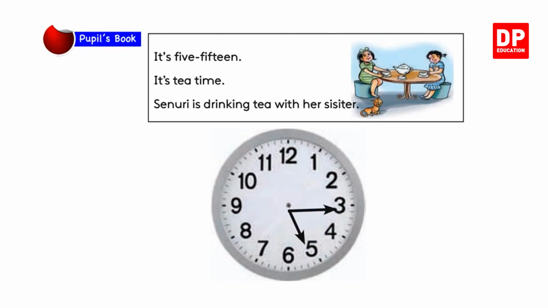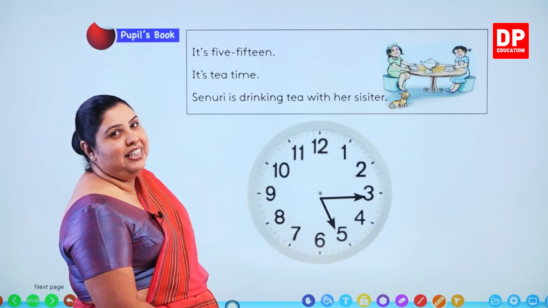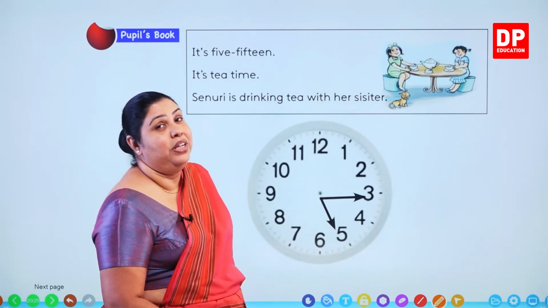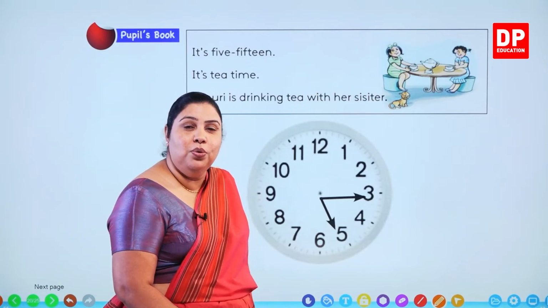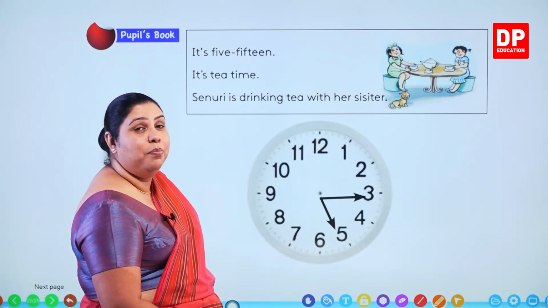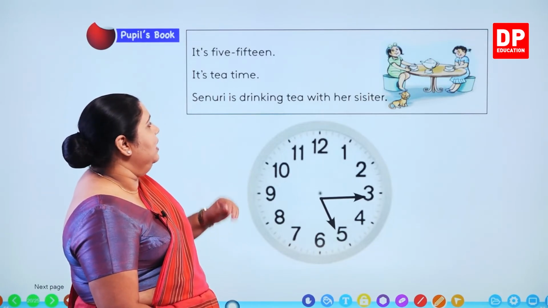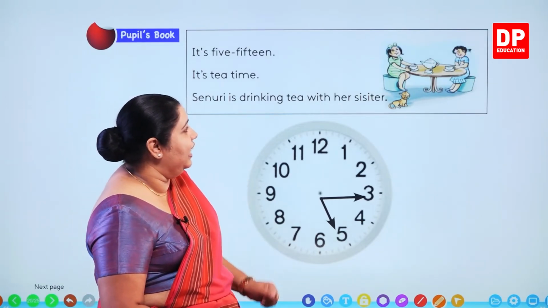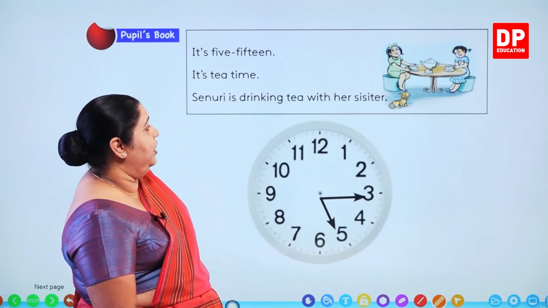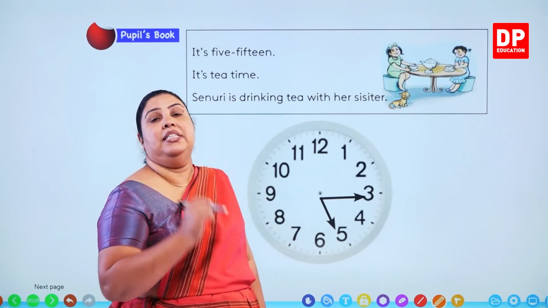It's 5:15. It's 5:15. It's tea time. Oh, when it is 5:15, now Senuri has come back home from school and she wants to drink a cup of tea. It's tea time. Senuri is drinking tea with her sister. Look at the picture. Senuri is drinking tea with her sister and what is the time?